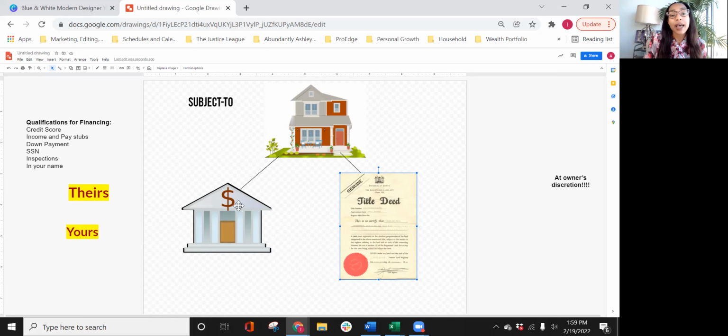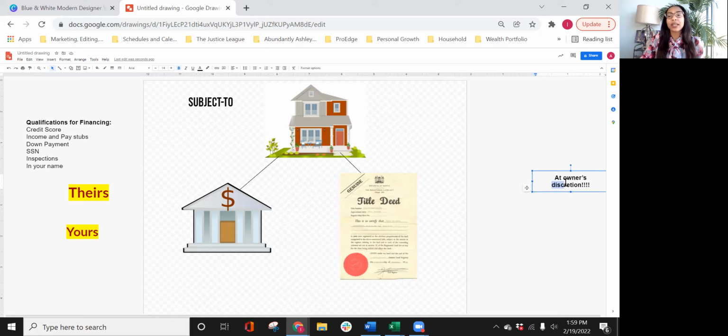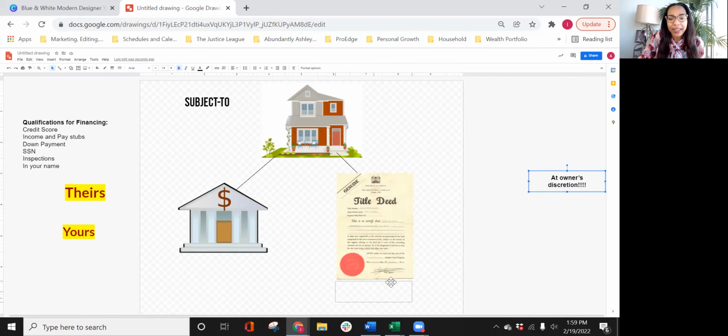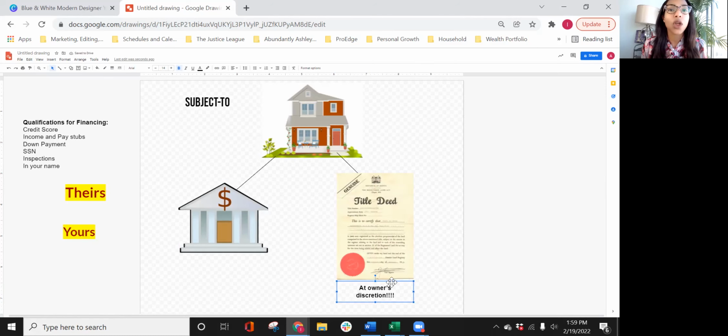Okay, so yes, the loan we're taking over is subject to the bank's terms, but the house that we're taking over is just subject to whatever the owner says they want it to be subject to. The owner can sell their house at any time, whenever they feel like it. Now, I know some of you who might know a little bit more are going to mention the due on sale clause, and don't worry, I have a video for that. I'll put it in the link below, and I'll talk a little bit more about that. But just to keep it simple, I just want to stick to the subject to basics.